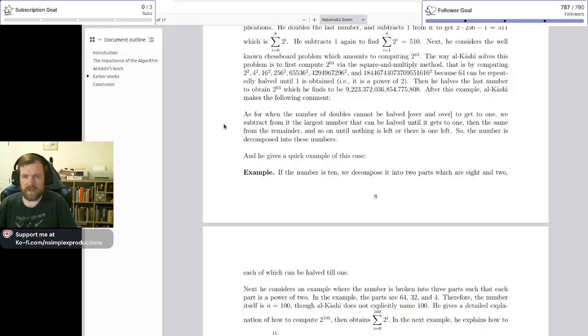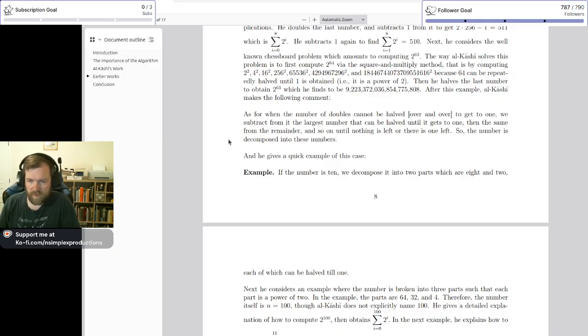After this example, Al-Kashi makes the following comment. As for when the number of doubles cannot be halved over and over to get 1, we subtract it from the largest number that can be halved until it gets 1. Then the same from the remainder, and so on and so forth, until nothing is left, or there is 1 left. So the number is decomposed into these numbers. He gives a quick example. If the number is 10, we can decompose it into 2 parts, 8 and 2, each of which is a power of 2, so they can be halved until 1.